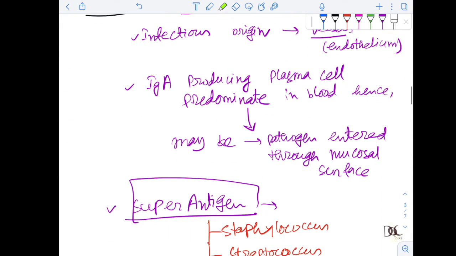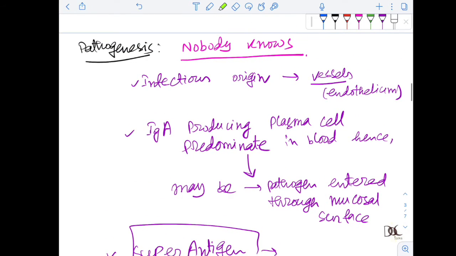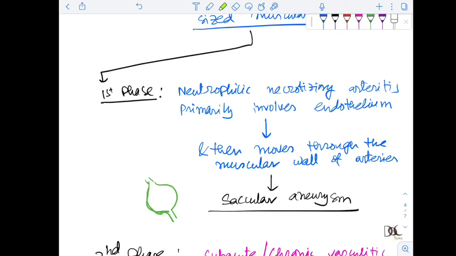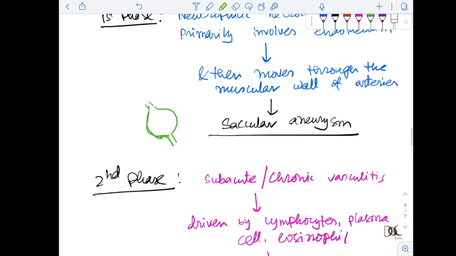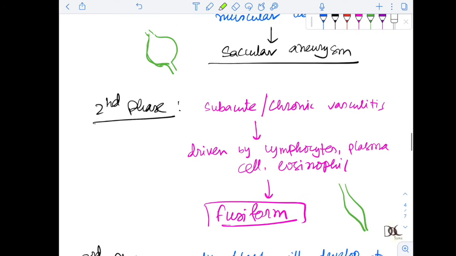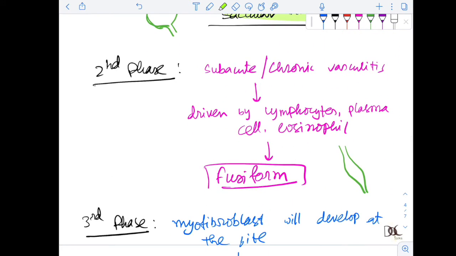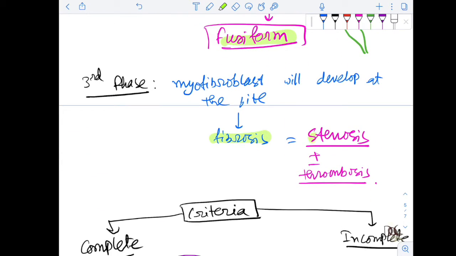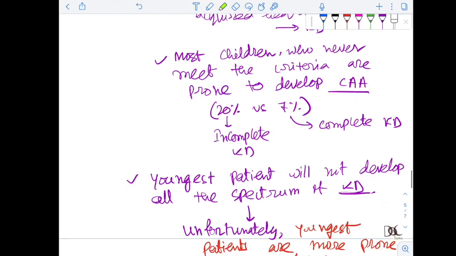Pathogenesis, we do not know. Why does it happen? We do not know. There is just an aneurysm of the arteries and several other manifestations. The pathology we already know. In the first phase, there is a neutrophilic infiltrate and saccular aneurysm. In the second, subacute phase, there are lymphocytes, eosinophils, plasma cells, and fusiform aneurysm. And lastly, myofibroblasts will develop and fibrosis and stenosis may be there with or without thrombosis.